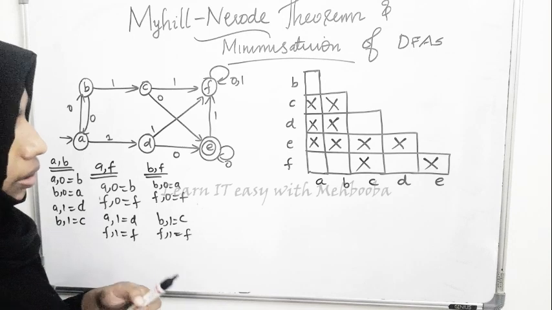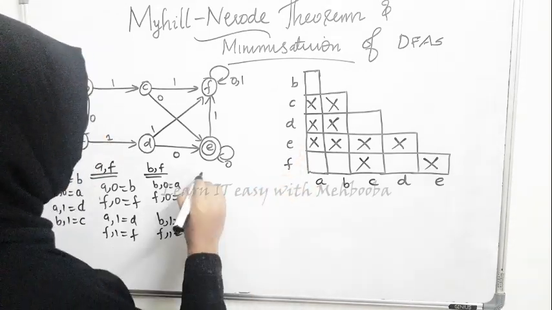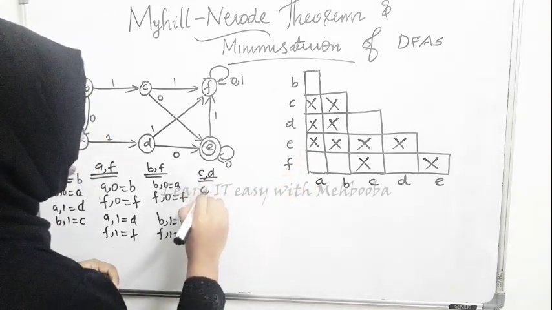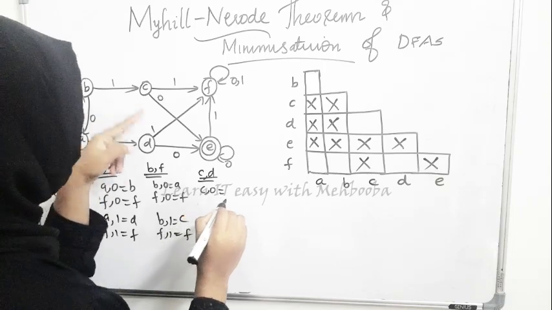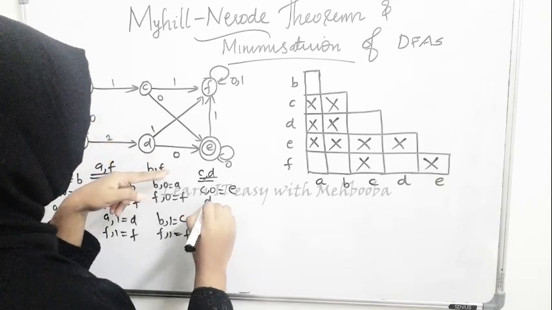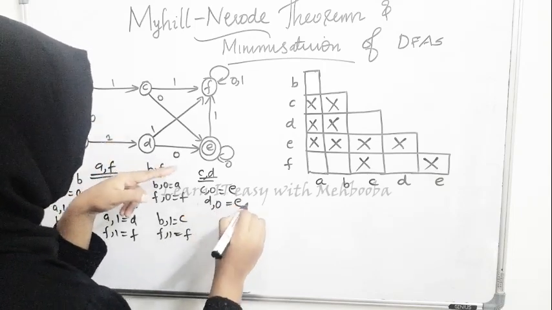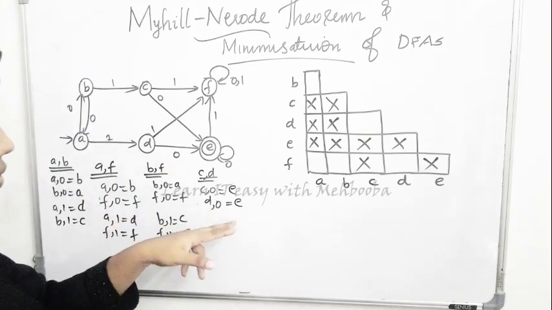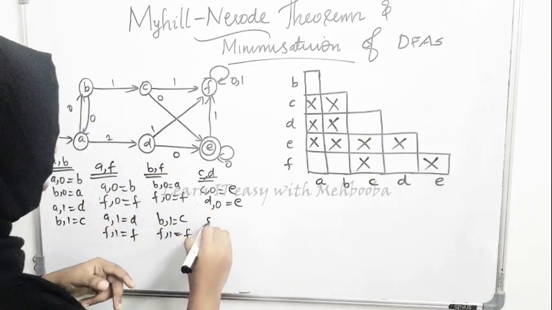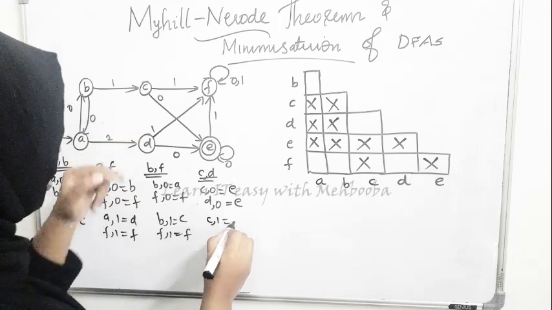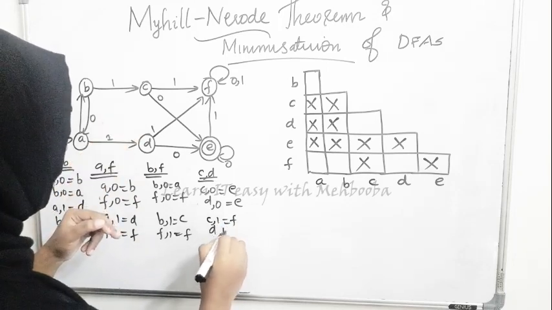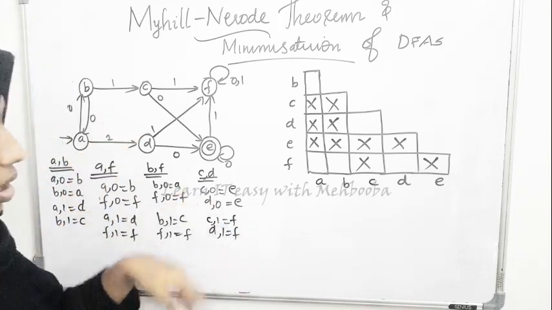Now, CD. C comma 0 goes to E and D comma 0 goes to E. Both of them are going to the same state. Now C comma 1 goes to F and D comma 1 also goes to F. They are showing the same behavior.